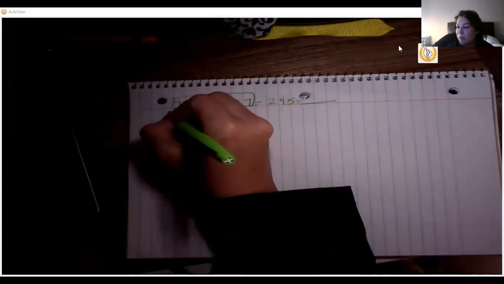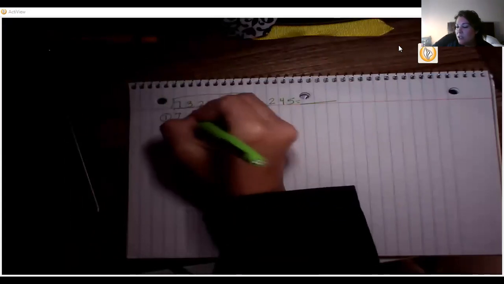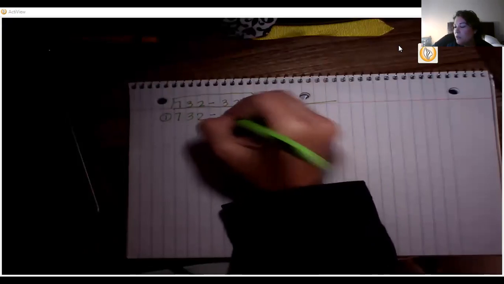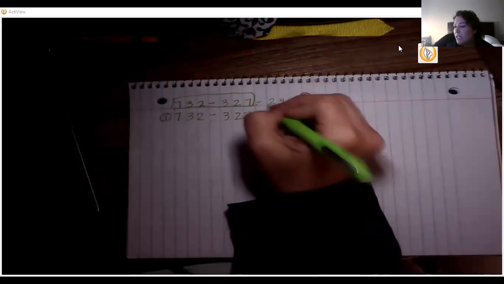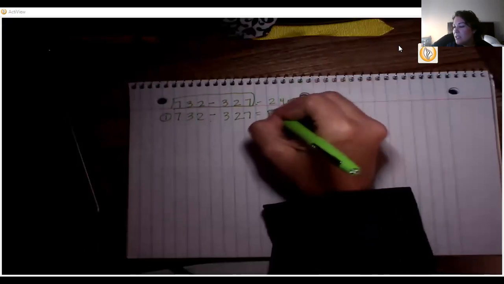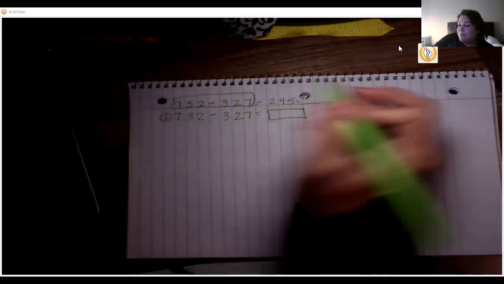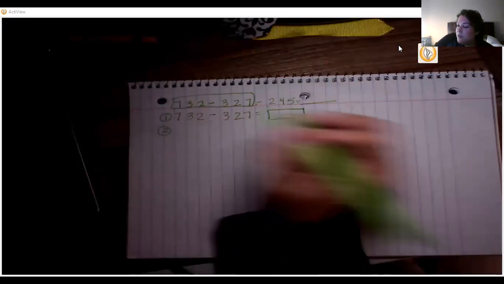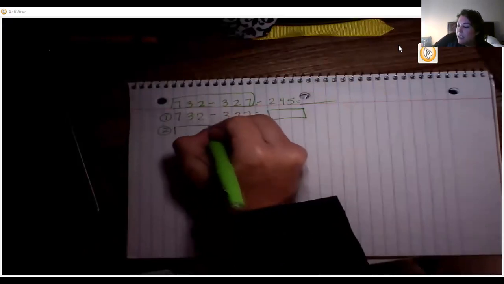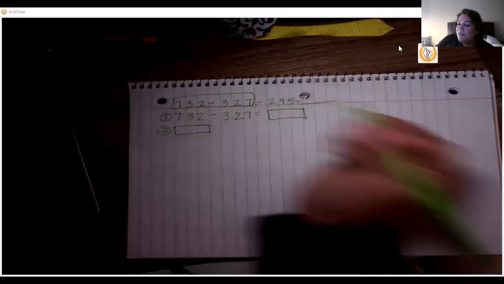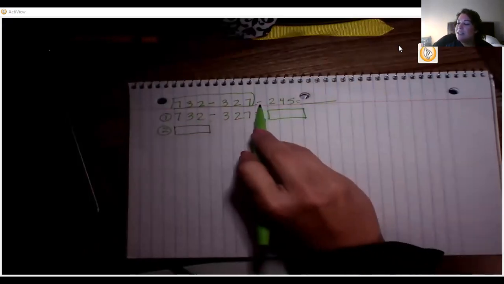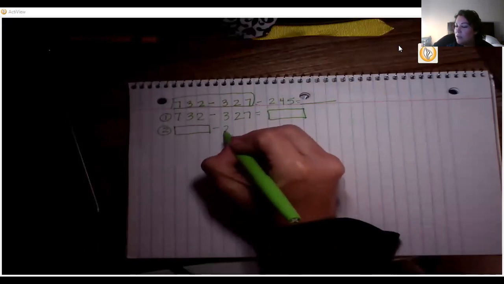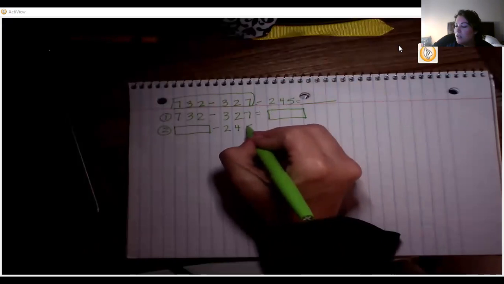So step 1, we're going to take 732 and we're going to take away those people who went to the museum. And that's going to give us our box answer. And for step 2, we're going to take our box. We're going to finish the other step. We're going to take away those 245 people who went home.